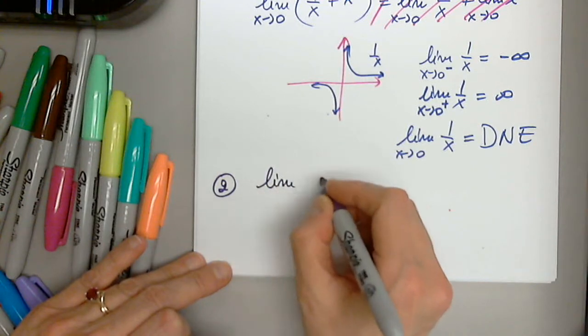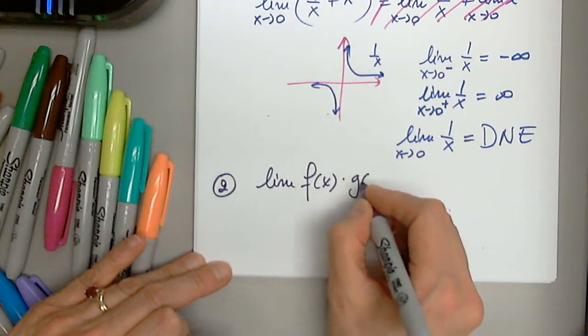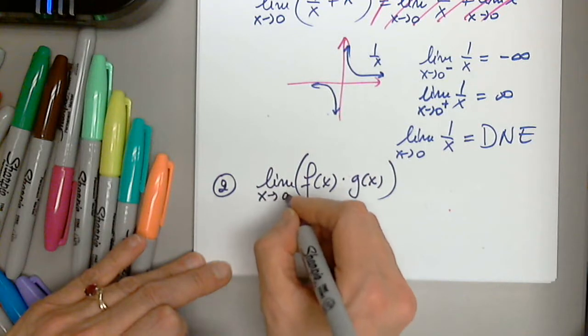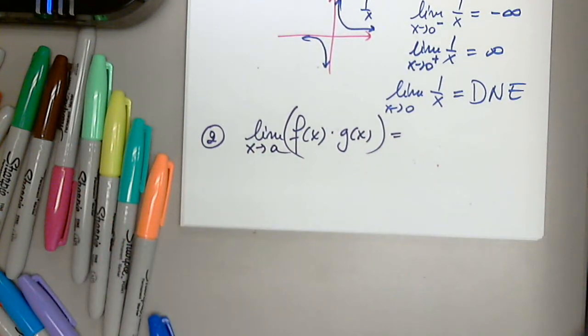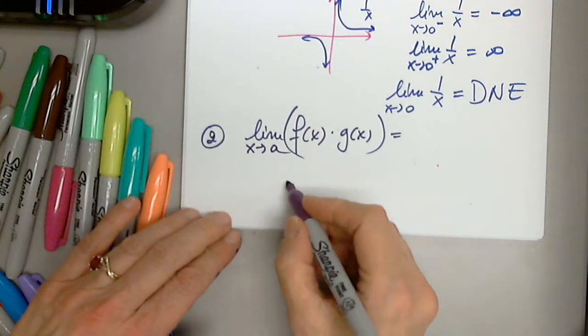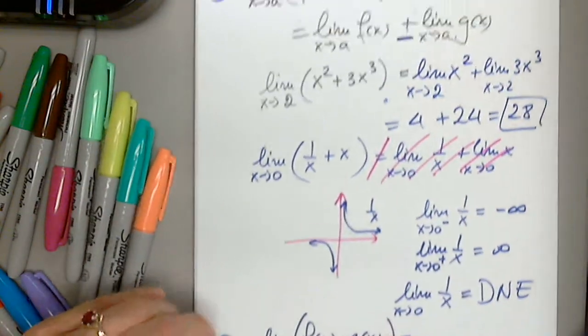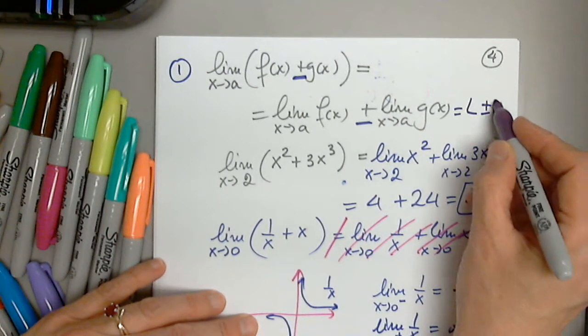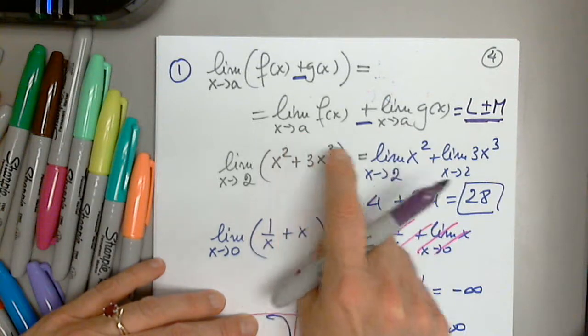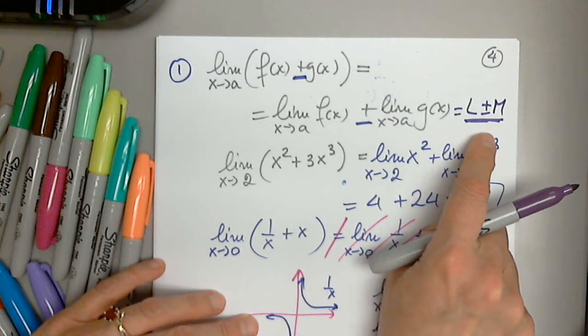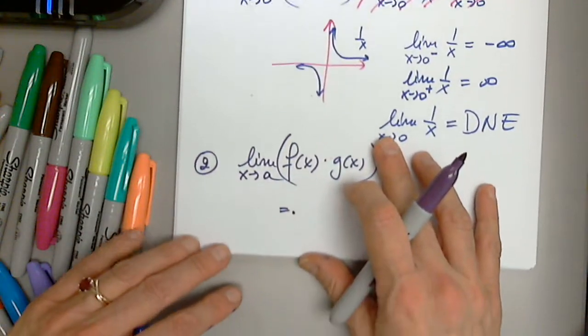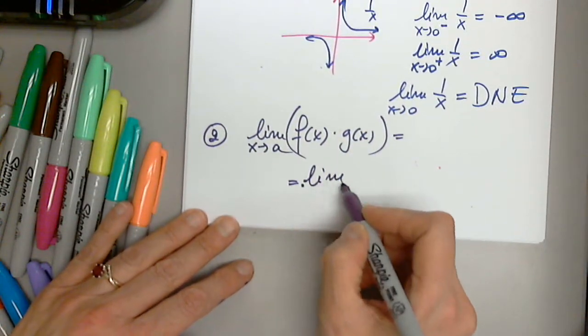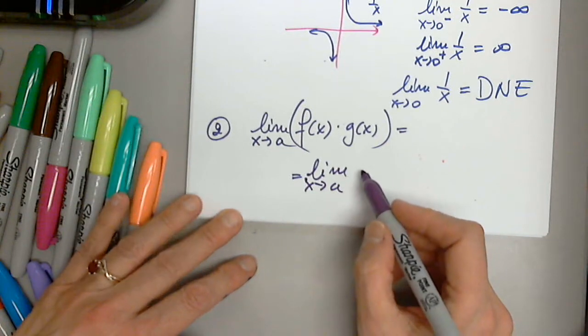I would like you to tell me, when we multiply f of x by g of x when x approaches a, what will you say? What do you think? Common sense. Of course, the two conditions have to be fulfilled. What do you think this will equal? Oh, I should have written here L plus or minus m, right? Because we know that this is L and we know that this is m.